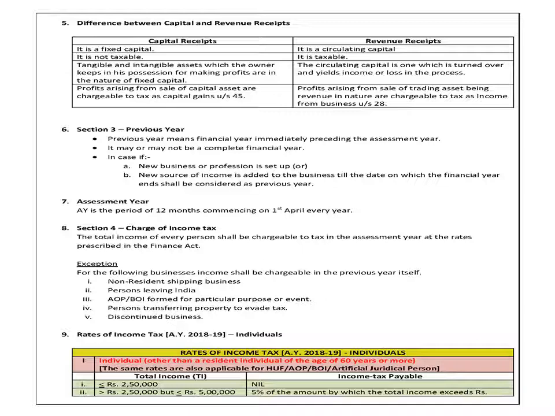Now section 3, what is the previous year? Section 3 defines a previous year. Previous year means the financial year immediately preceding the assessment year. What is the assessment year? For example, 2018-19 is an assessment year. So what will be the previous year? It will be 2017-18. Next, what is an assessment year? It is 12 months commencing from 1st April and ending on 31st March. That is called your assessment year.